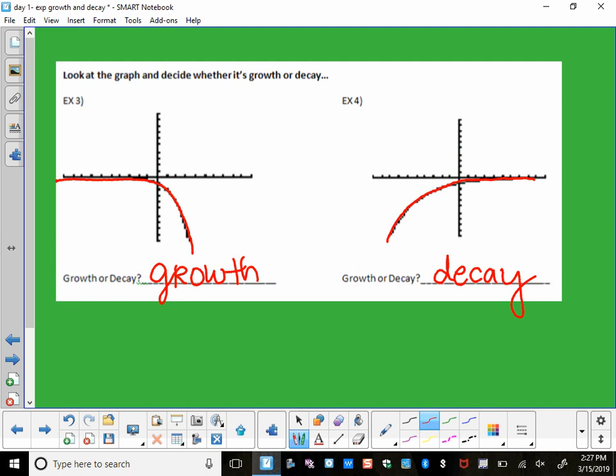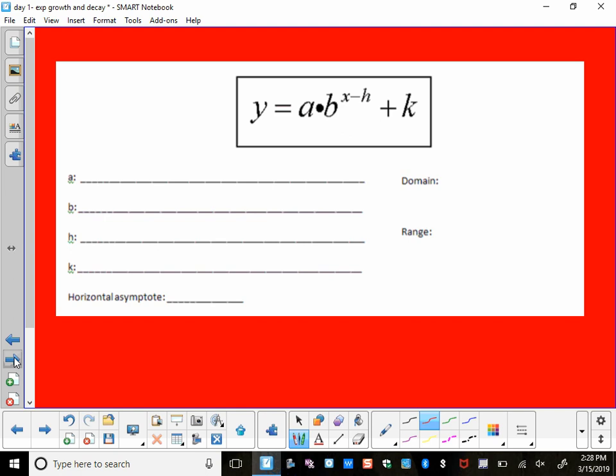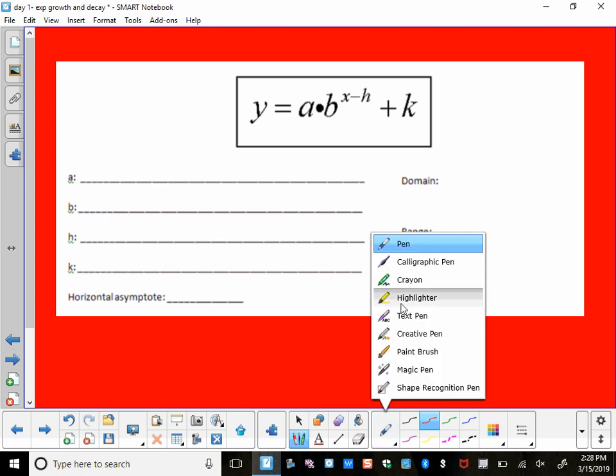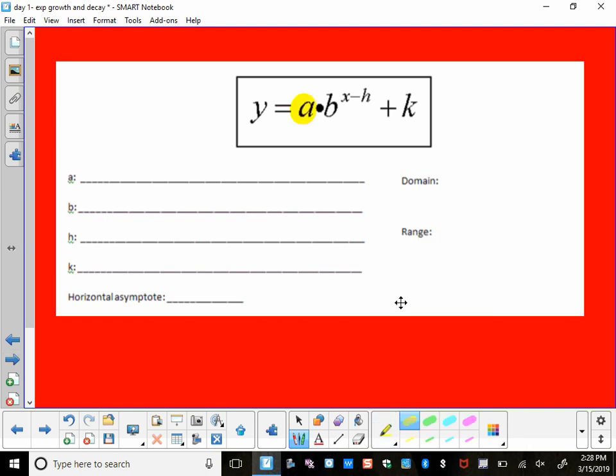All right, this part we have seen before. We're just going to apply it in a different way. We have this A. Okay, A can tell me 3 things, depending on what it is. Let's say there is a negative in front of my A. That's going to tell me to do what? What does a negative tell me to do?